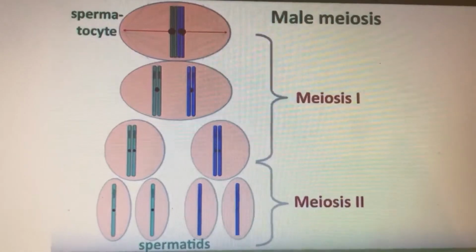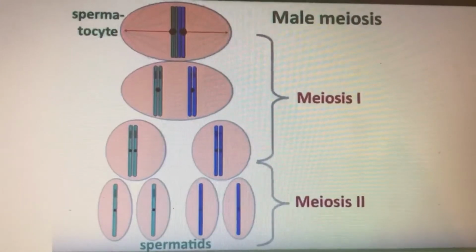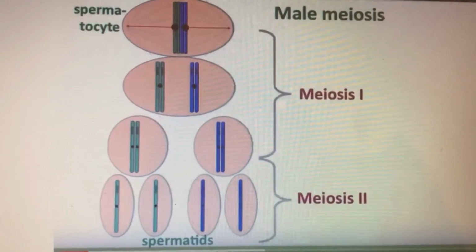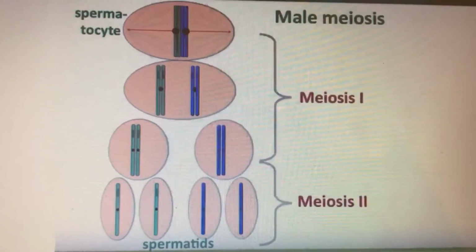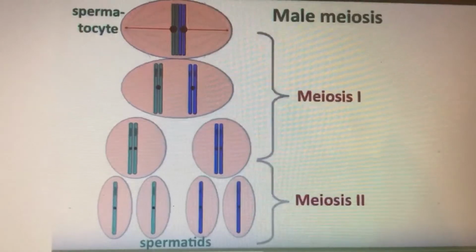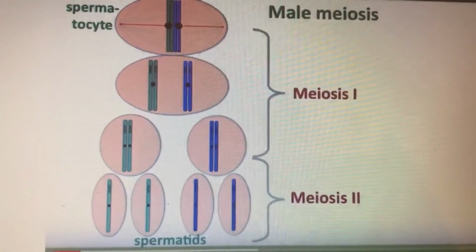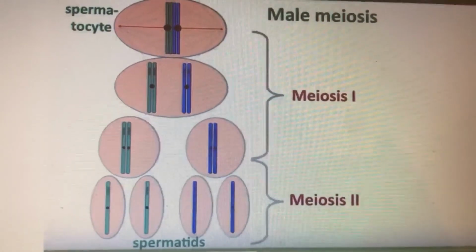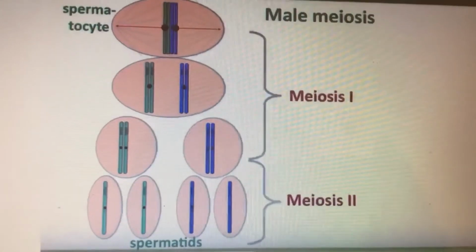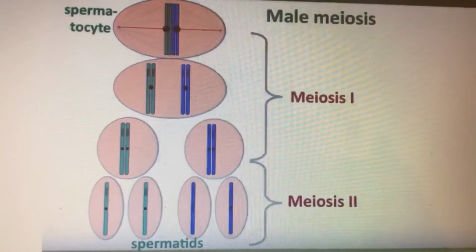Here is a diagram so that you can get a visual of what happens through the cycle of male meiosis. The cell that undergoes meiosis in men is called a spermatocyte. This cell makes sperm. It does meiosis 1 and it also does meiosis 2. The spermatocyte also produces 4 products of meiosis called spermatids. The spermatids aren't sperm because their tails haven't developed yet.